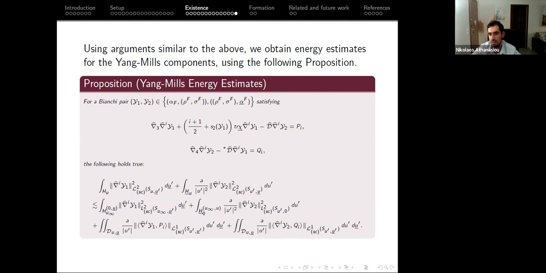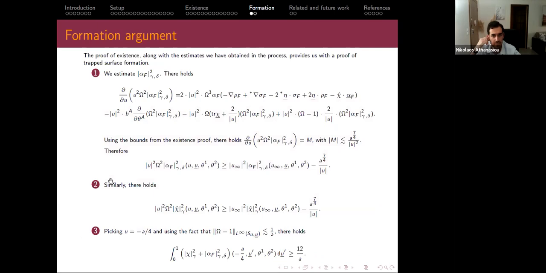So this is how the proof goes. After all is said and done and existence has been shown, the formation argument is rather more simple. It's rather simple and short. The proof of existence, along with the estimates that we have obtained in the process, also provides us with a proof of trapped surface formation. And the idea is the following.